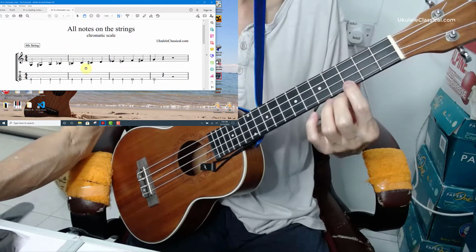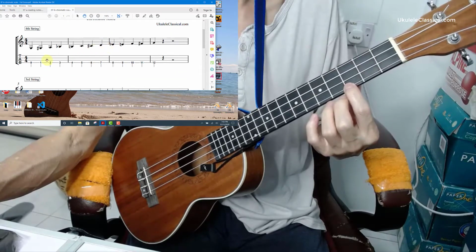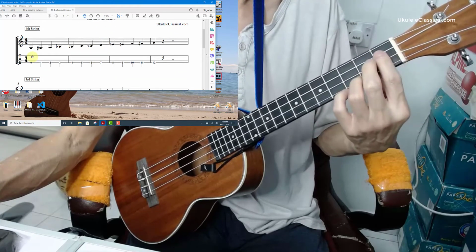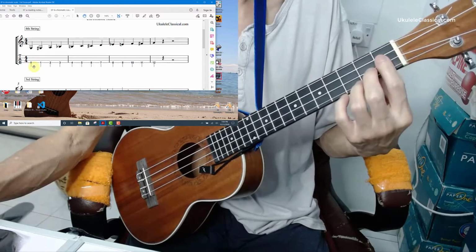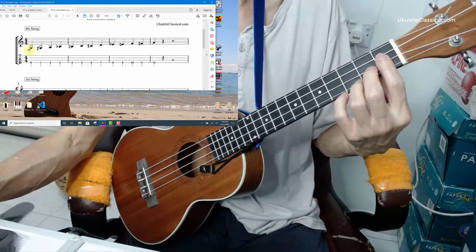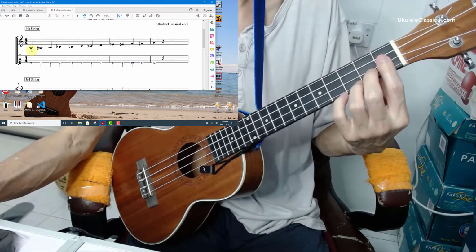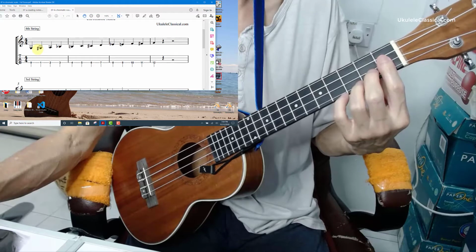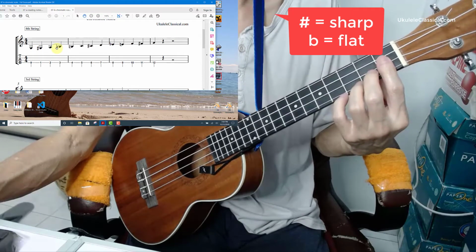So all notes on the strings are known as the chromatic scale. Why do we call it chromatic? Because we are listing all the possible notes that can ever be played. For example, on the 4th string, these are all the notes on the 4th string, and you will see here that some of them have this symbol. This means sharp, and this other symbol here means flat.